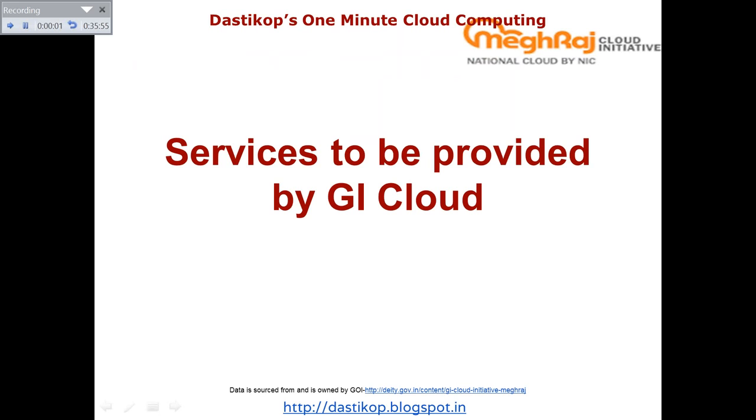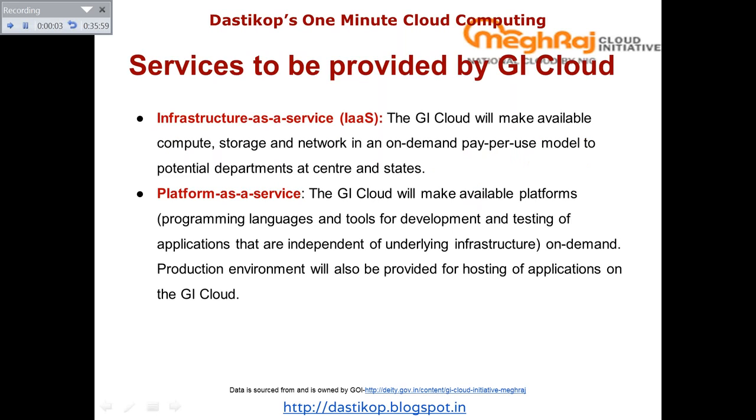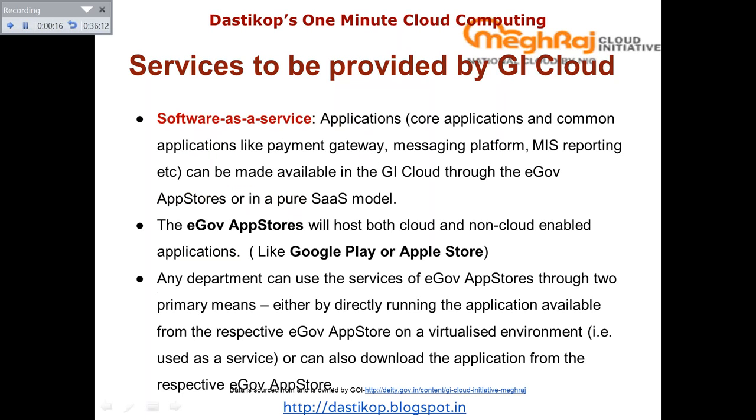What are the services to be offered? Traditionally in cloud computing, there are three services. Infrastructure as a service, that means the GI cloud will provide the infrastructural elements. It also gives platform as a service. That means if a state government or an NGO wants to develop an application, it also gives you a platform as a service. Software as a service, I told you, every service of the government, whether it's e-ticketing or sending speed post, is available as a service on a store established by the government.